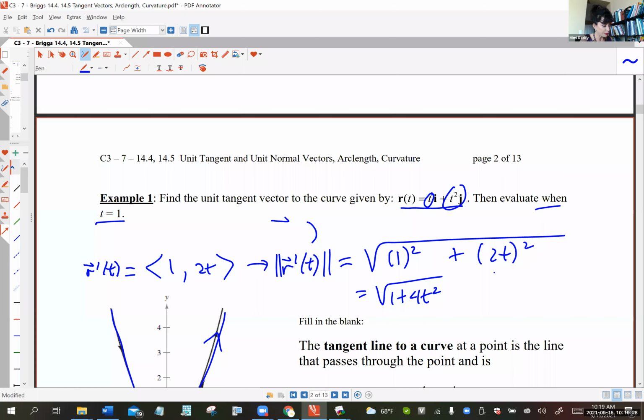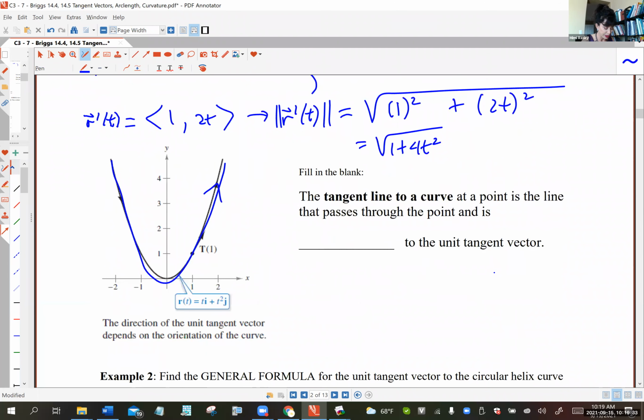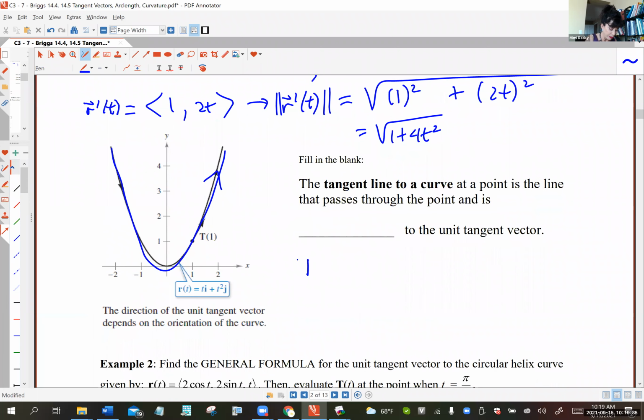So now we can put this all together. And of course, I didn't give myself enough room because I never do. So let's finish it down here. Big T, which is defined as R prime divided by its magnitude. We have the vector 1, 2t divided by the square root of 1 plus 4t squared.